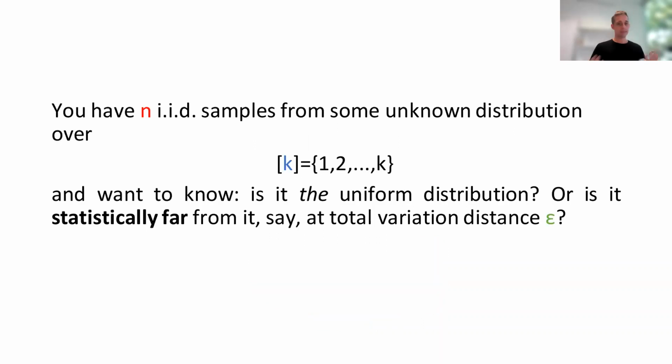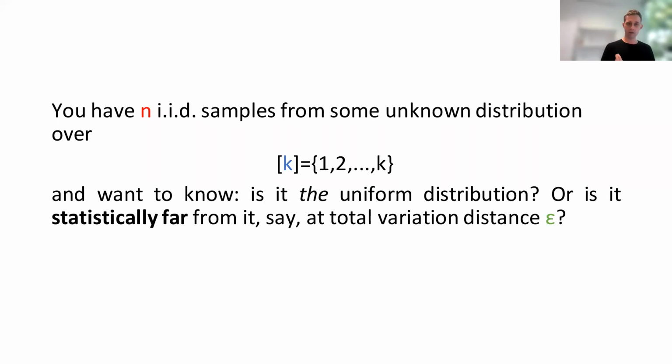It's a question that seems very basic from a statistical point of view. You've got n IID samples. IID is independent and identically distributed, from some unknown probability distribution over k elements. Here I'm going to use k as the domain size. Think of that as being very, very large.